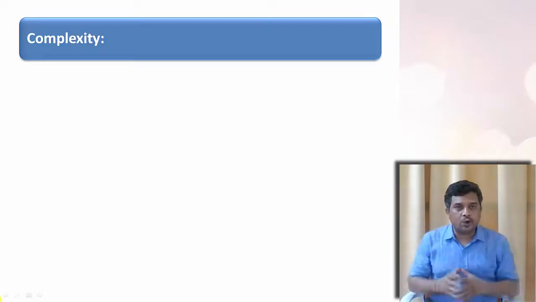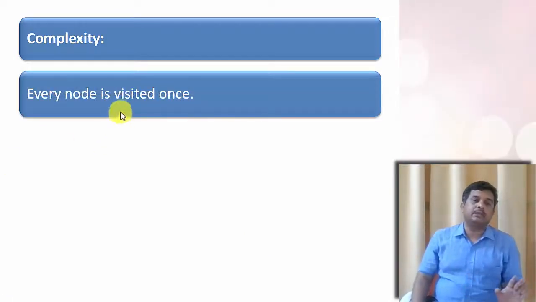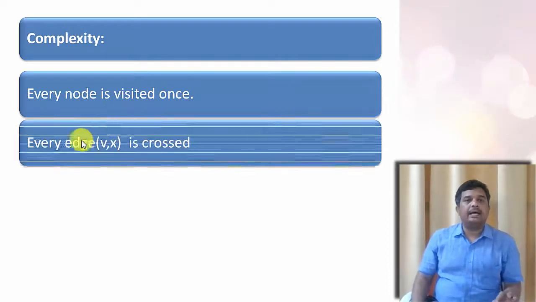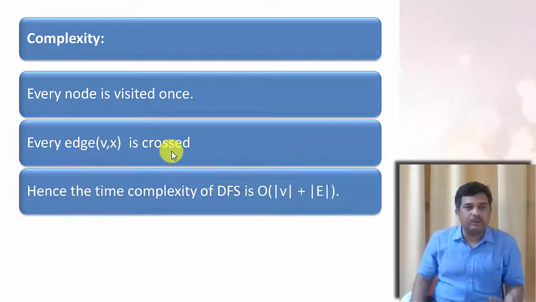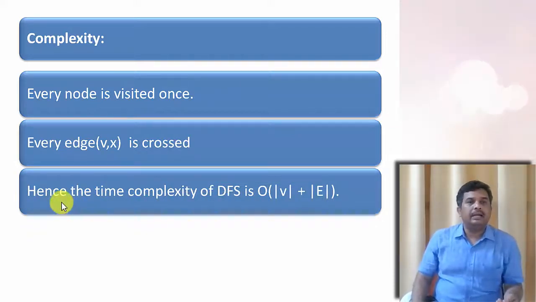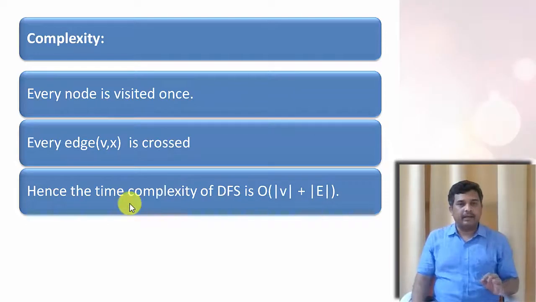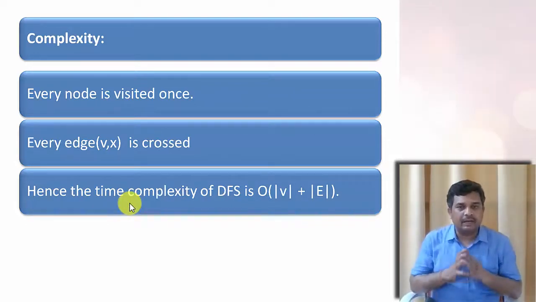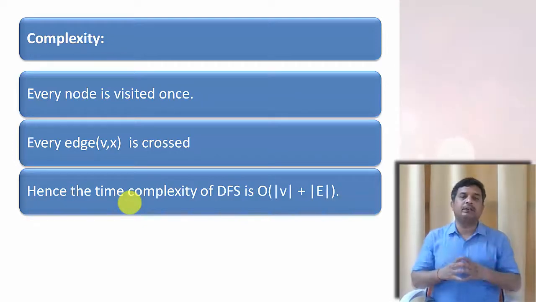So let us talk about the complexity. Every node is visited once, that we know, and every edge vx is crossed. It means all the vertices and all the edges we are covering. So the complexity of depth first search is big O of number of vertices plus number of edges.